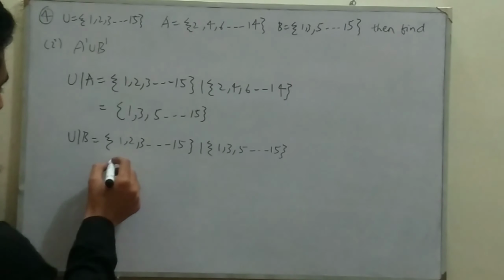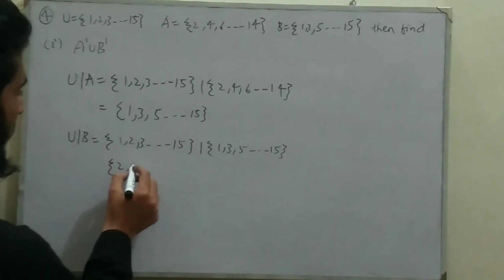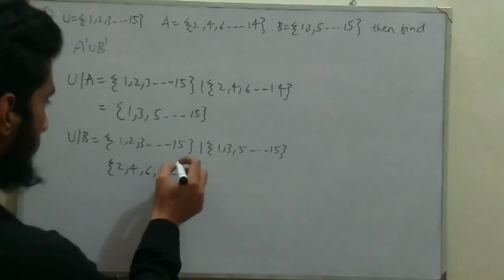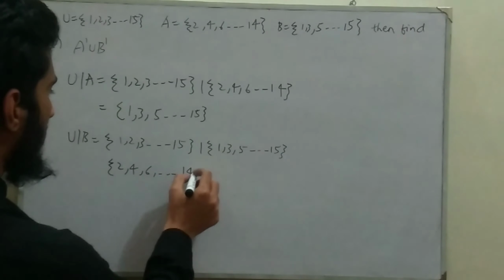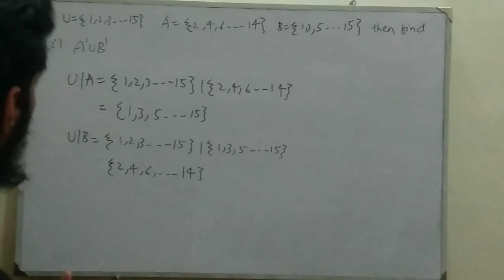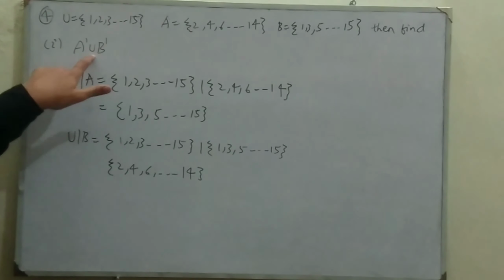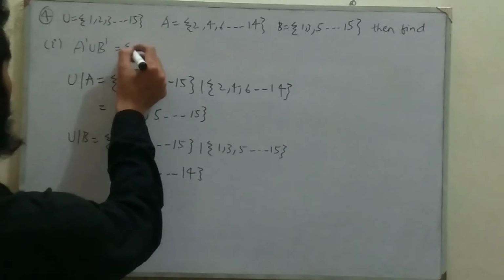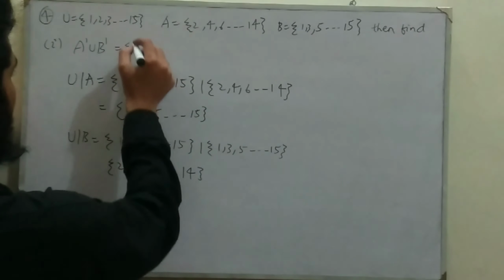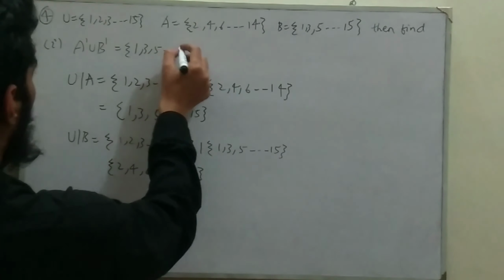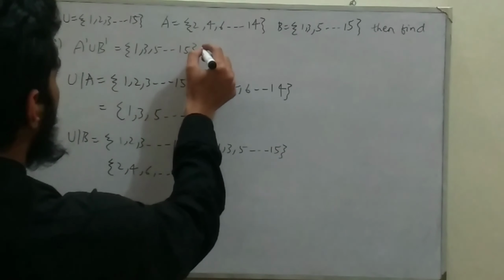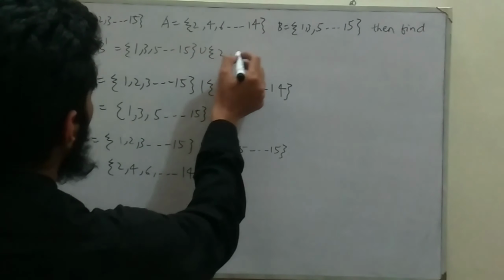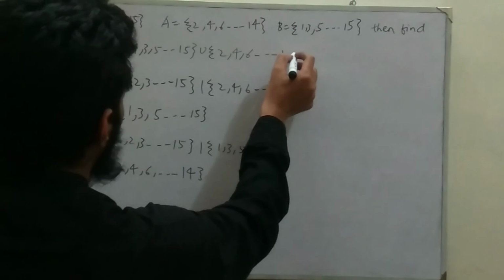So the even numbers are our answer, which is 2, 4, 6 and so on up to 14. This is the B complement. Now we are going to find their union. So put here A complement, B complement and find the required union between these two sets. A complement is 1, 3, 5 up to 15, union B complement, which is 2, 4, 6 up to 14.